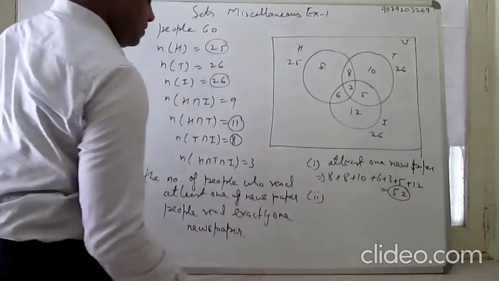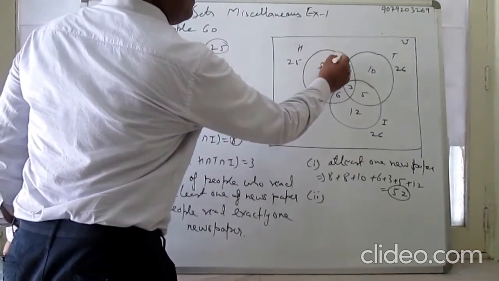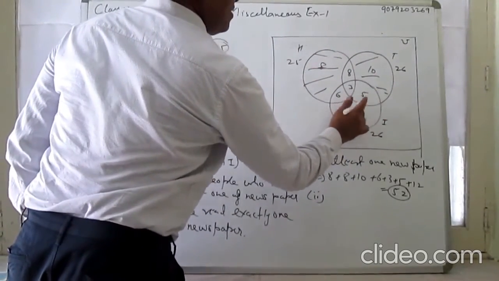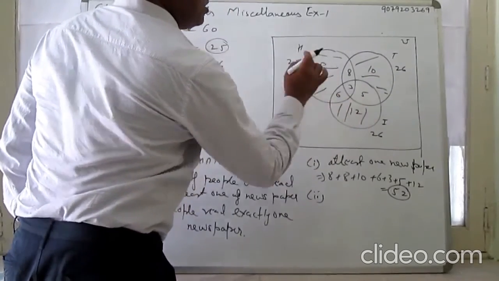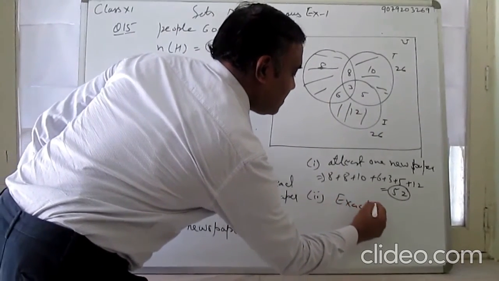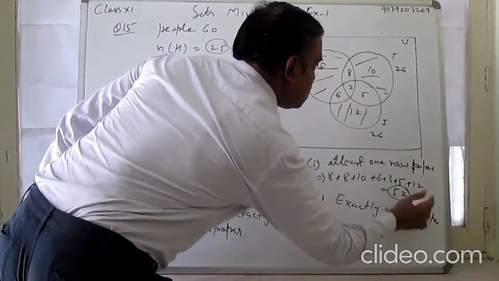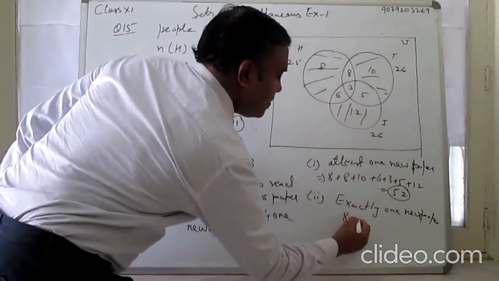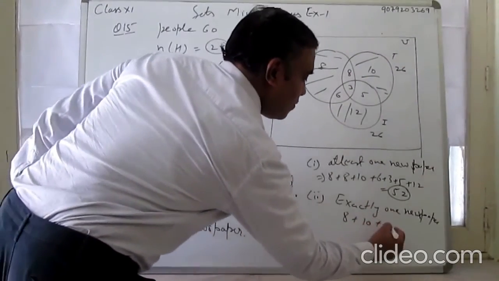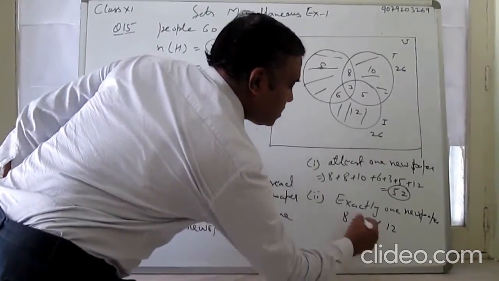Now second part, people who read exactly one newspaper. Exactly means only this, not exactly one. H में कितने हैं? 8. T में कितने हैं? 10. I में कितने हैं? 12. 12 plus 8 is 20, plus 10 is 30. 30 is the answer.